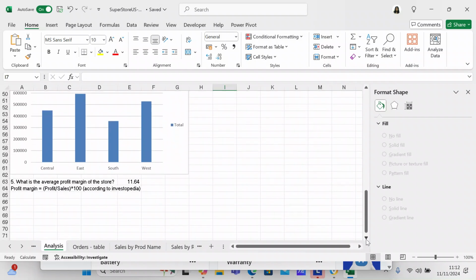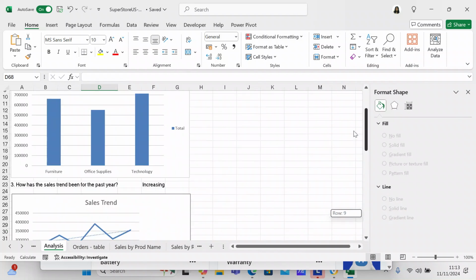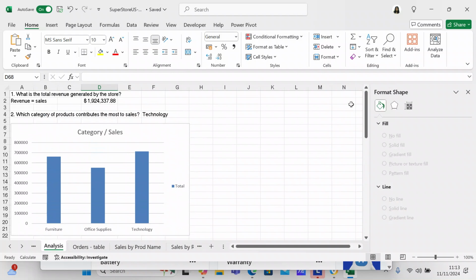The fifth question is, what is the average profit margin of the store? And so the average profit margin of the store is 11.64. Now, according to Investopedia, profit margin equals profit divided by sales times 100. So what we do is take the average of the profit over sales, and you multiply that by 100, and the answer is 11.64. So that is the 5 questions that I answered for the analysis of the sales data set. And so I just showed you how to do it.